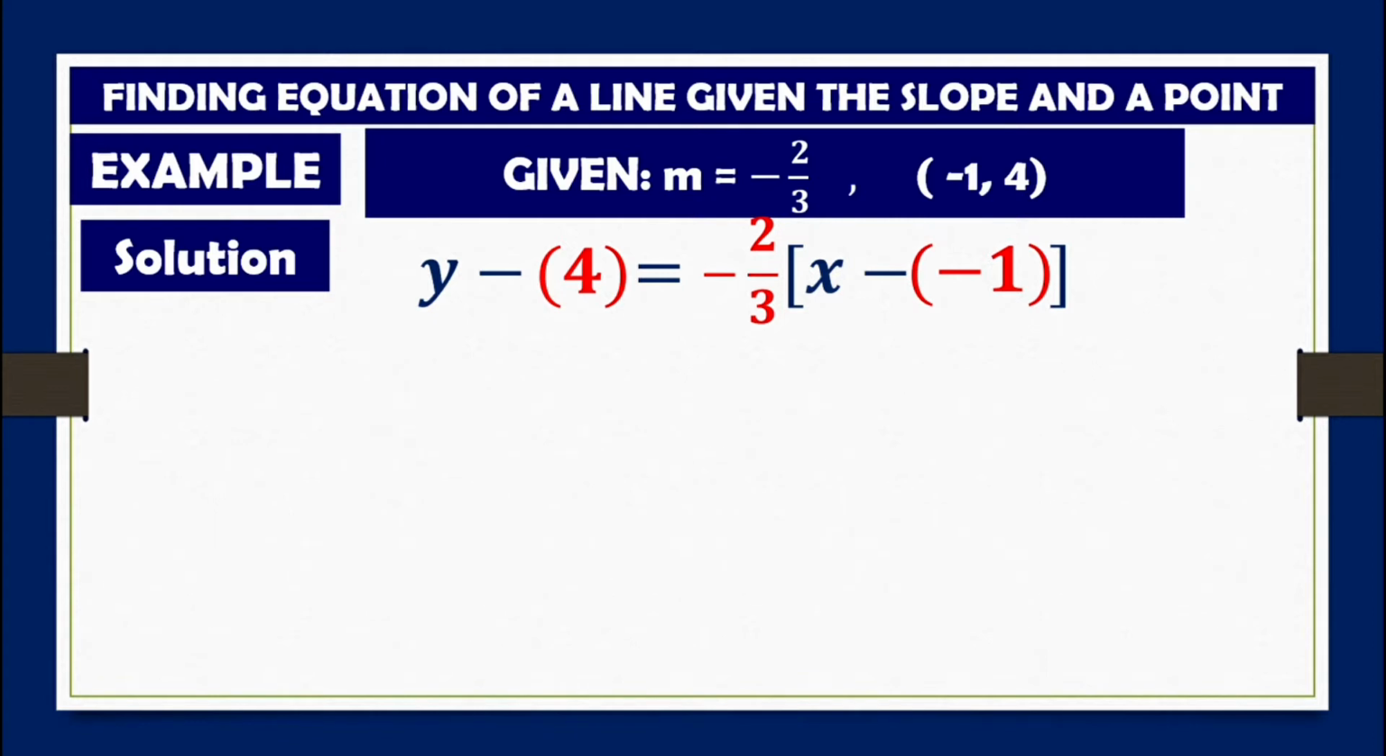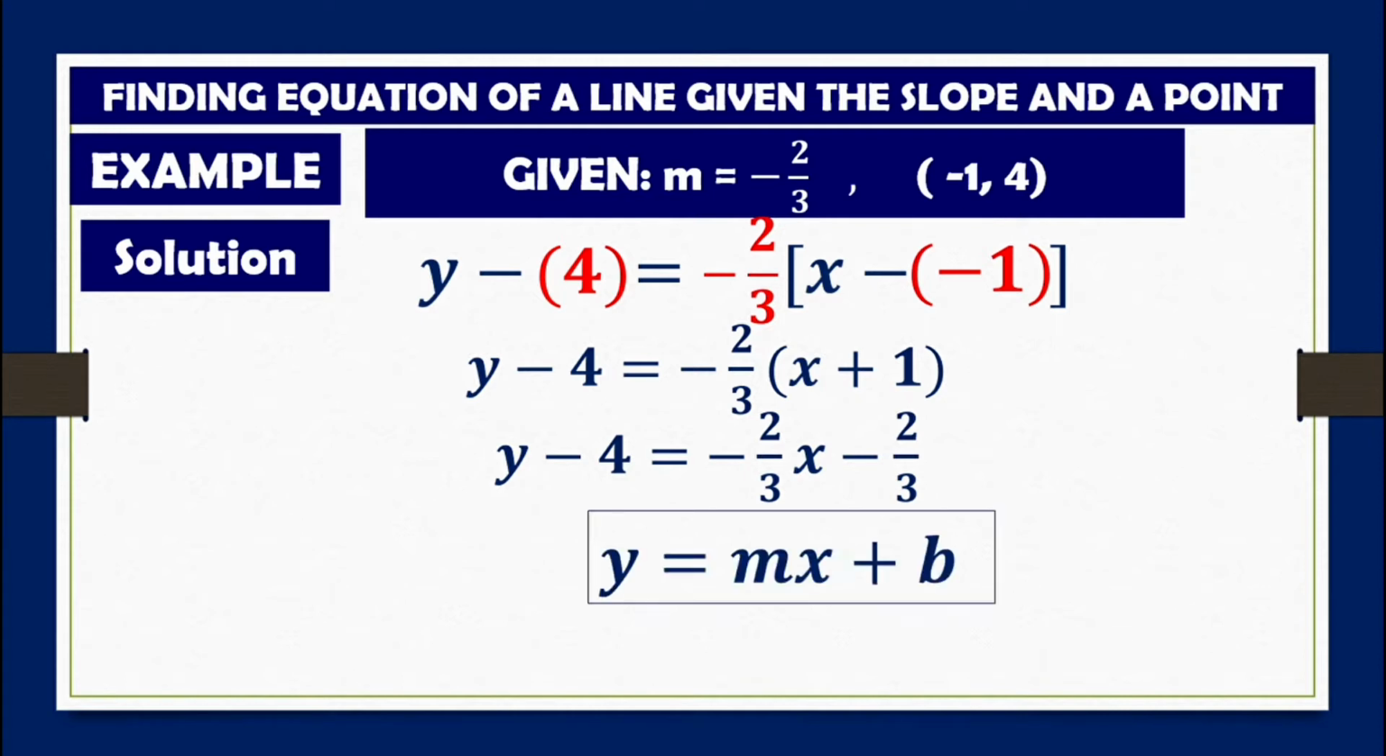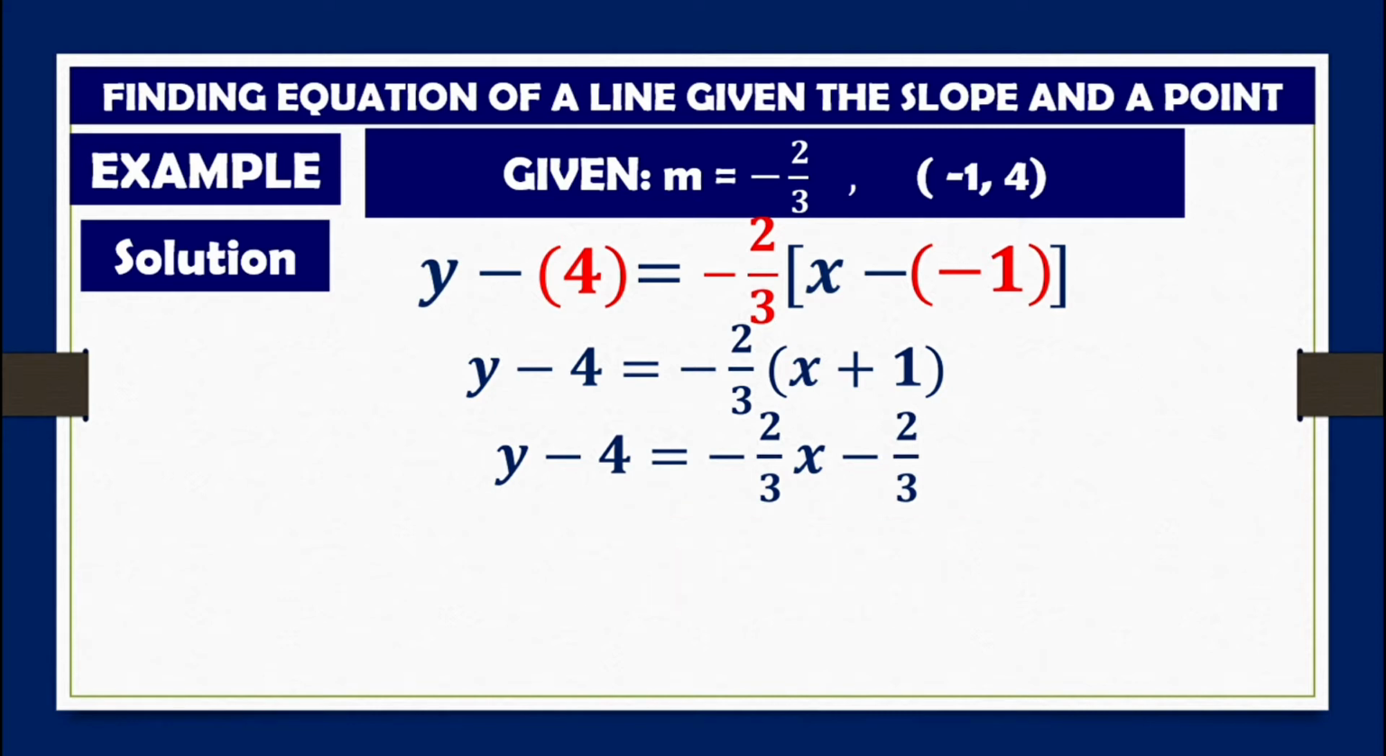Then, we will simplify. y minus 4 is equal to negative 2/3 times the quantity x plus 1. Utilize the distributive property as we simplify the right side of our equation, and that is y minus 4 is equal to negative 2/3 x minus 2/3. So make sure that we write our equation in the slope-intercept form, that is y equals mx plus b. To get rid of negative 4 on the left side of our equation, we will utilize the addition property of equality as we add both sides by 4.